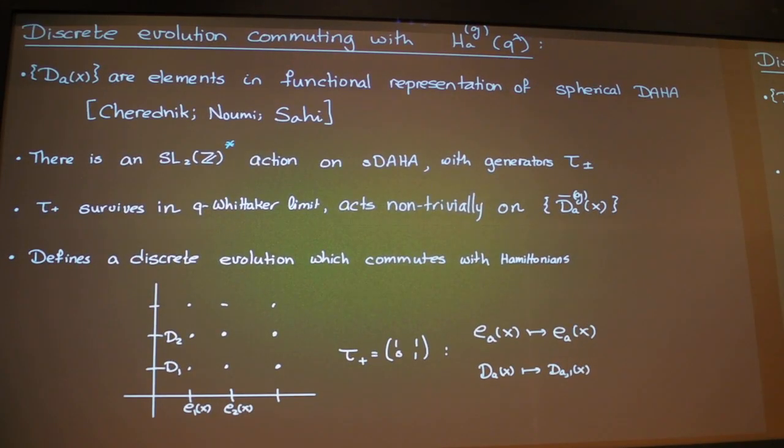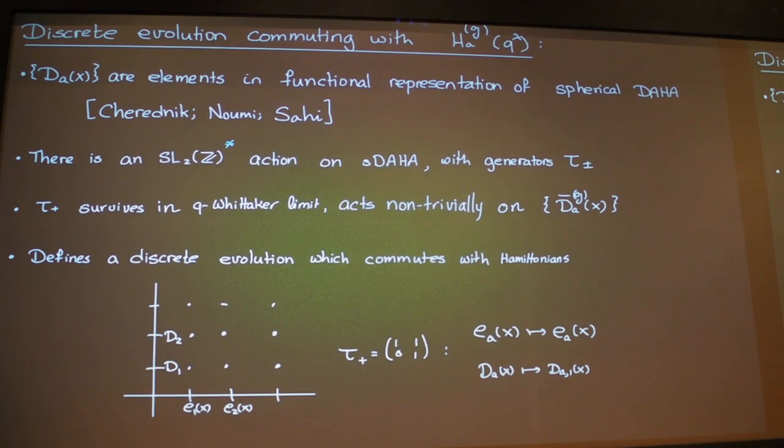Okay. So I call these Hamiltonians, so I must have some discrete evolution in mind that commutes with these Hamiltonians. So the Hamiltonians are conserved quantities with respect to some discrete evolution. So what is this discrete evolution?